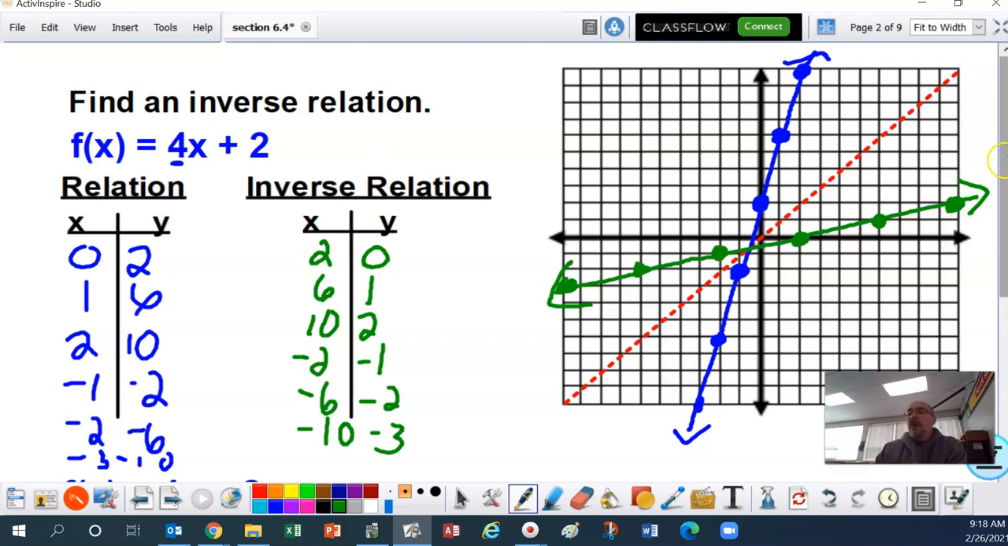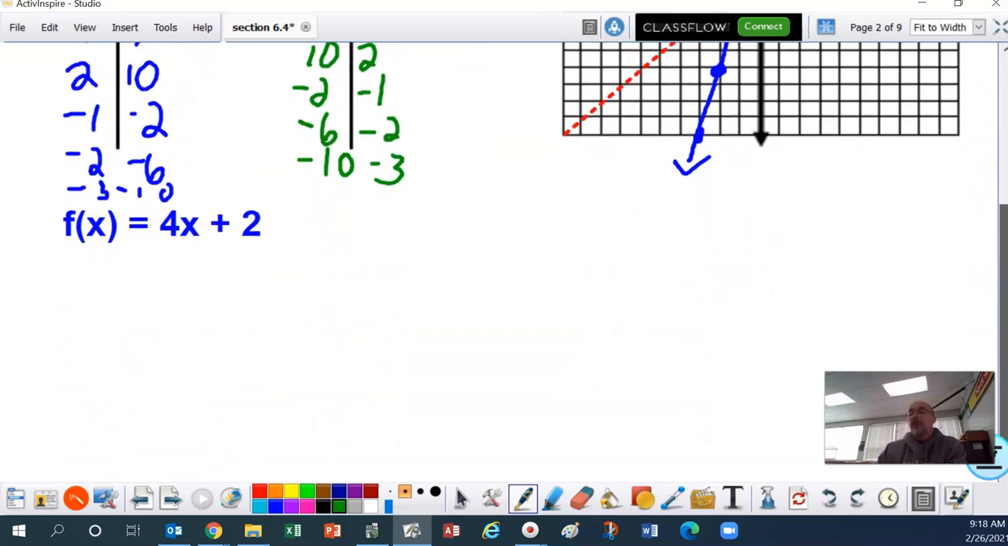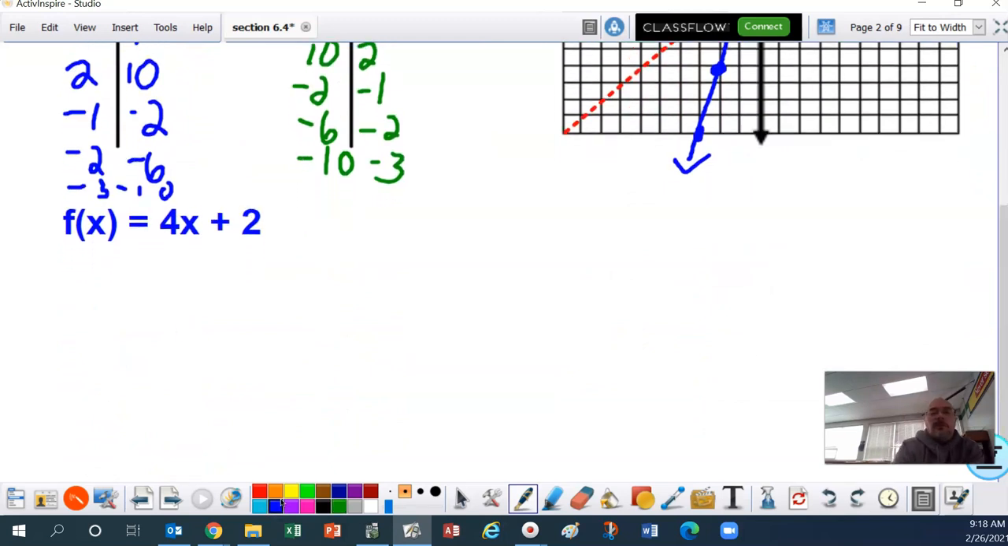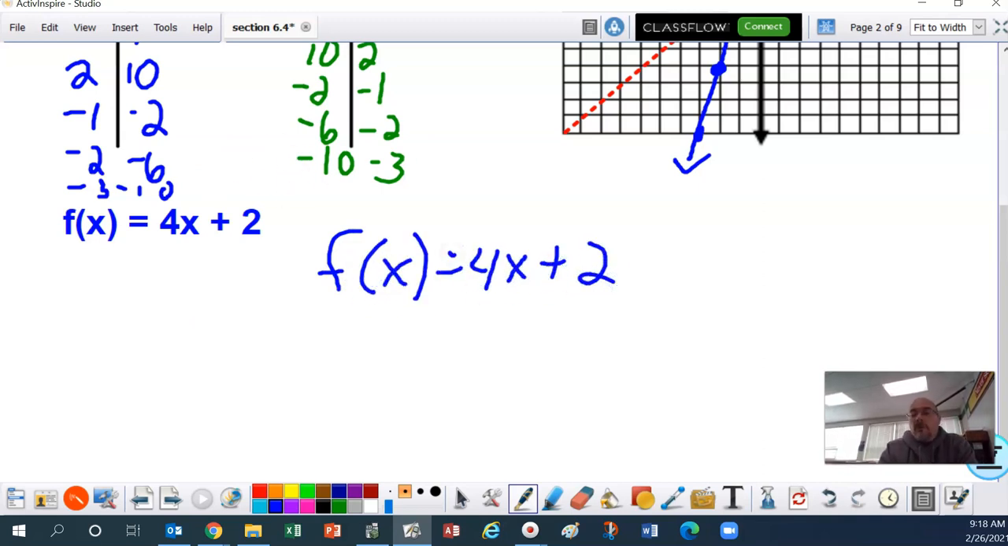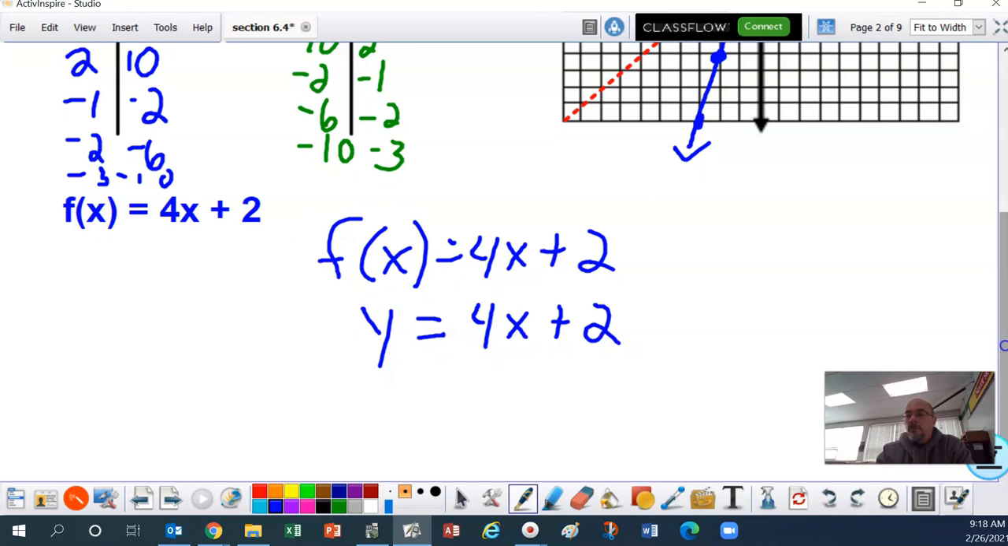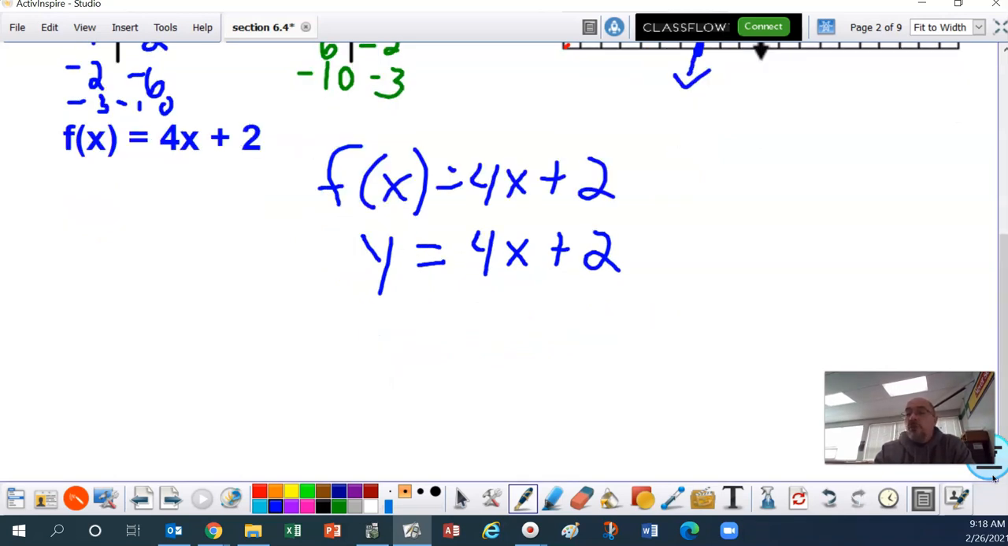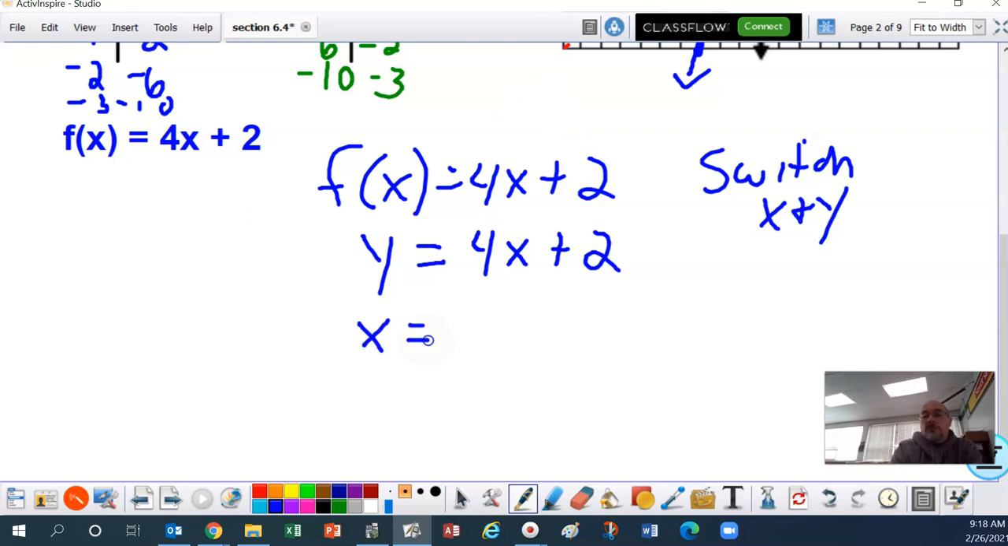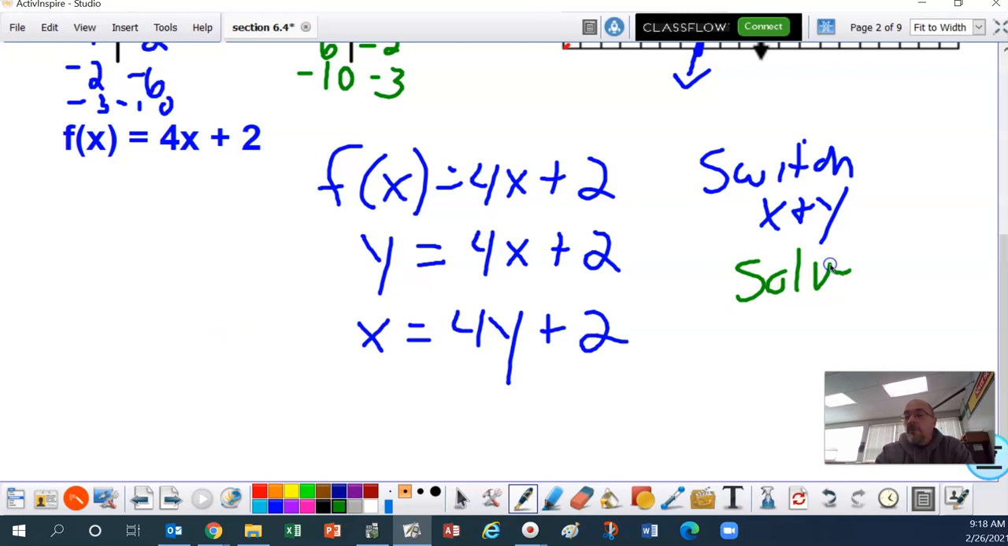Okay, now let's come up with the equation, the inverse function. So let me rewrite this right here. f of x equals 4x plus 2. I'm going to rewrite that as y equals 4x plus 2. So what we're going to do is switch x and y. So we write x equals 4y plus 2. We switch x and y. Now we're going to solve for y. We're going to get the y by itself.